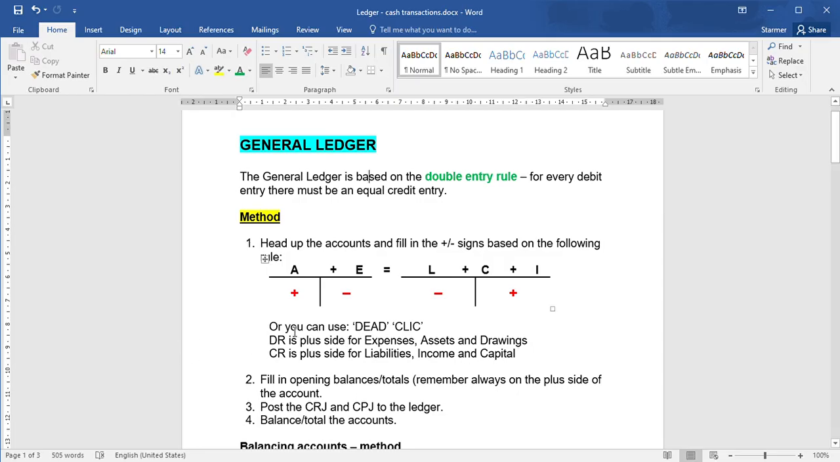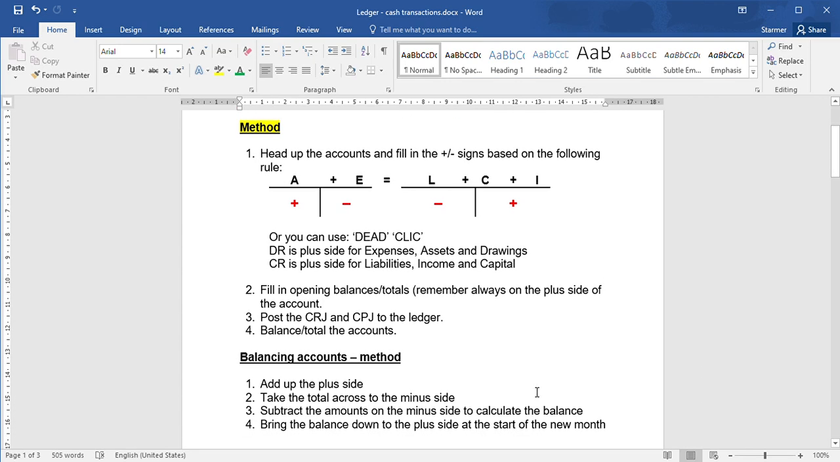Once you're done with that, you fill in your opening balance or totals, and the rule here is always on the plus side of the account. So those are what you start off your ledger accounts with. When you're done with that, you post your CRJ and CPJ to the ledger, and then the last thing you do, which I'll come back to once we've completed this activity, is you balance or total your accounts.